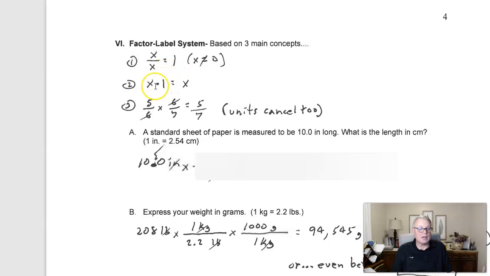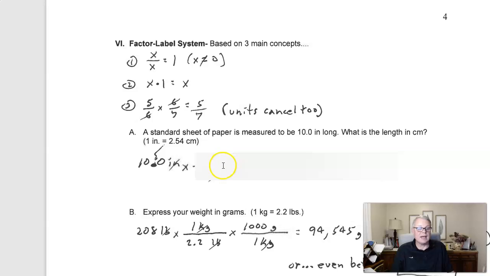What happens when I multiply something by 1? Well, I get the same value. I don't change it. Okay? So what that means is I can multiply this 10 inches here by 1 inch over 2.54 centimeters, or 2.54 centimeters over 1 inch. Now, if I do that, I'll get a different number. But the reason I get a different number is because I'm changing units. Okay? I'm not making that paper any longer. I'm not making it any shorter. It's going to be the same length.